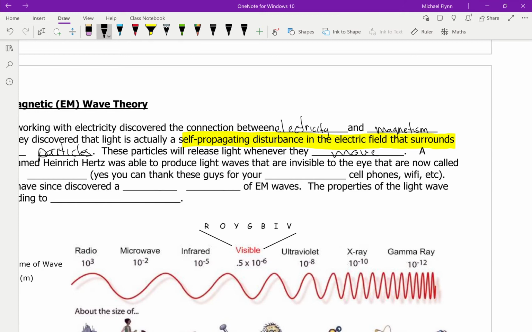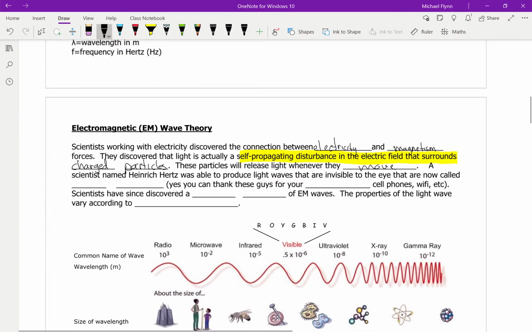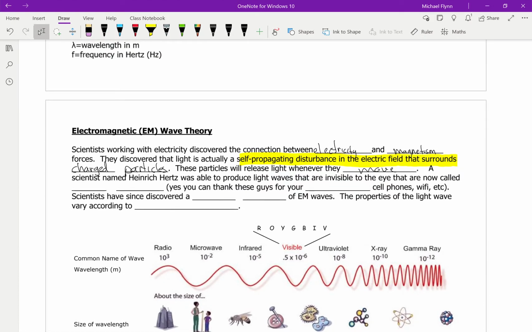So charged particles are surrounded by something called an electric field, and that electric field changes when the particles accelerate or move. And so when they are moving around, their field changes around them, and it's that change in their field that creates the wave.